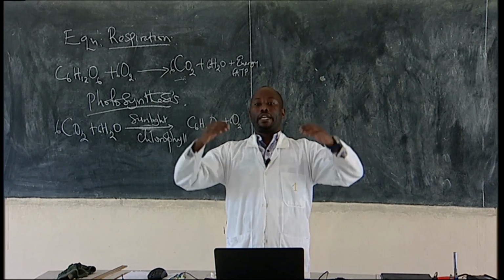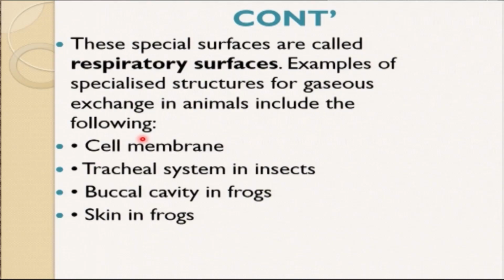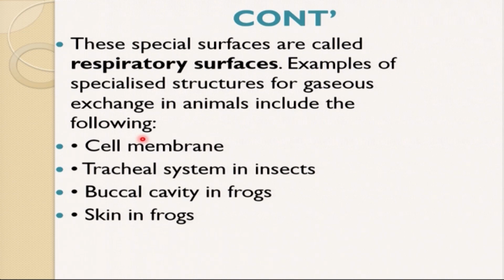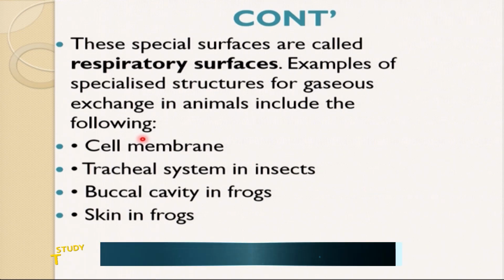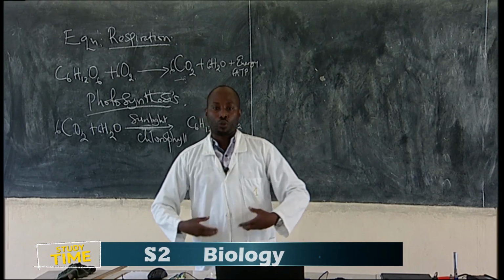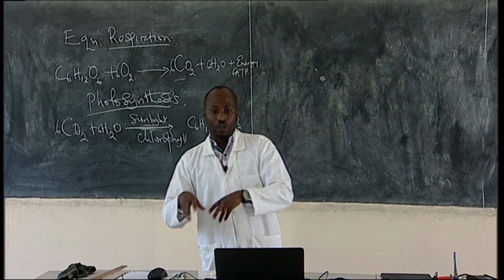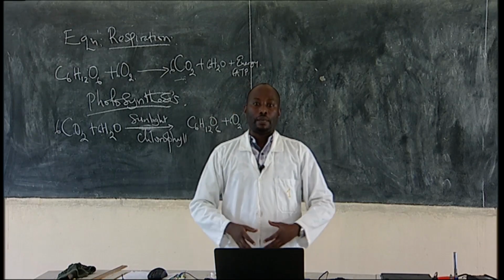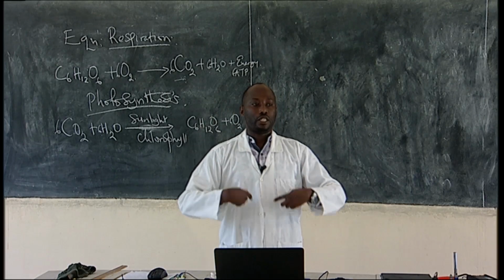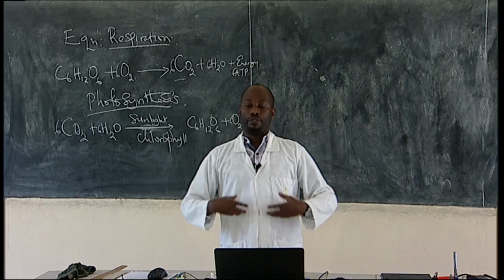Examples of specialized structures for gaseous exchange in animals include the following. They can use the cell membrane as a respiratory surface. They can use the tracheal system, for example insects. They can use the buccal cavity, for example frogs. In biology, the buccal cavity means the mouth. They can as well use the skin. As long as the skin is moist, it is able to carry out gaseous exchange. That's why frogs are found in water-rich places. How do they carry out gaseous exchange? Because the skin is moist and oxygen can diffuse very fast.